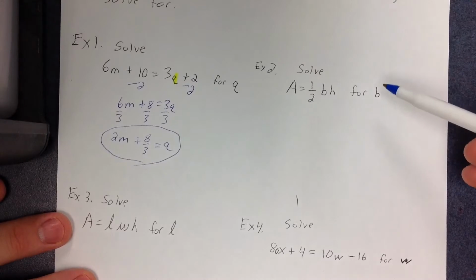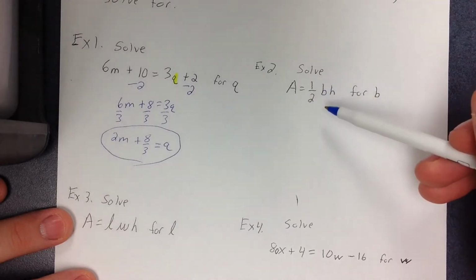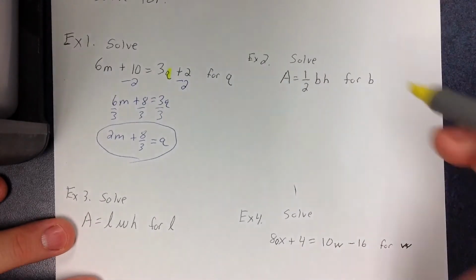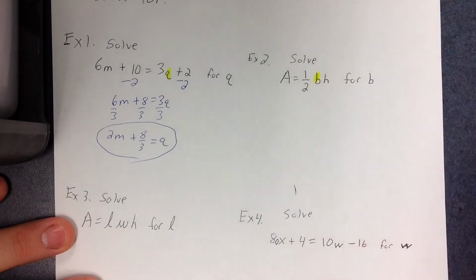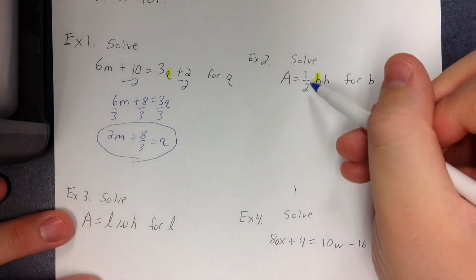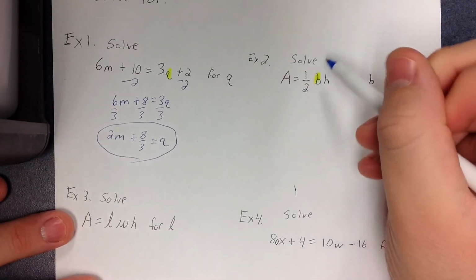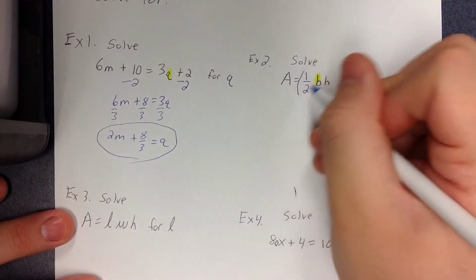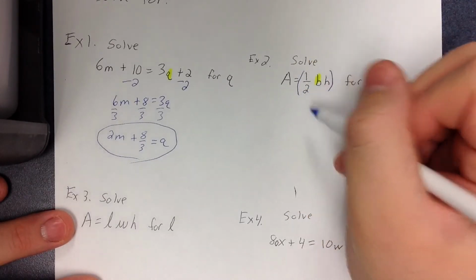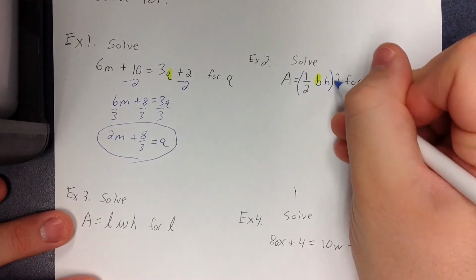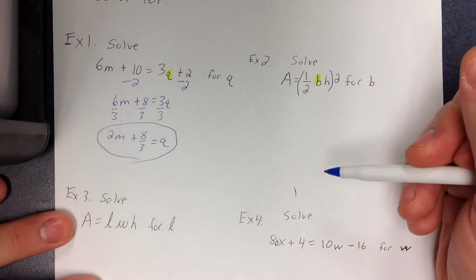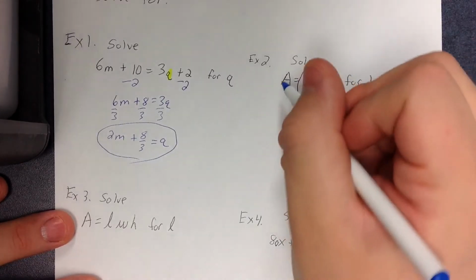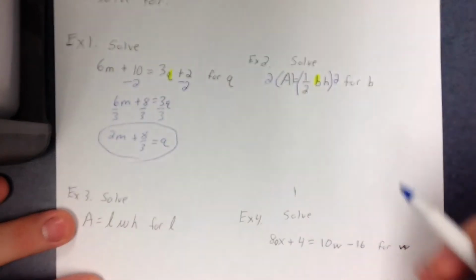The second thing says solve A equals 1/2 bh for b. So the variable I'm trying to get by itself is b. Probably the easiest thing to get rid of first is the half. So this is saying 1/2 times b times h. If you remember, to get rid of a fraction, we multiply by the reciprocal. So I'm going to need to multiply both sides by 2. Now we could put it as 2 over 1 if that helps, but 2 over 1 and 2 are the same thing.